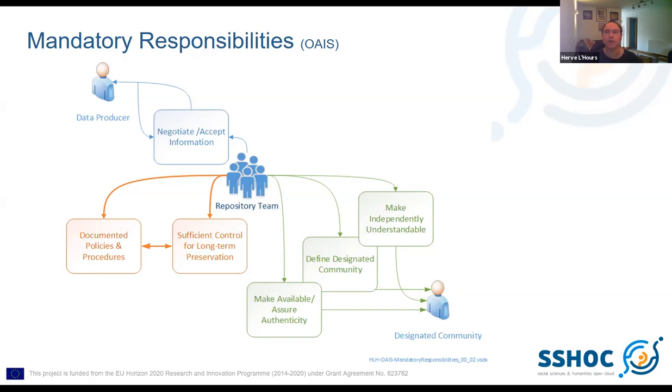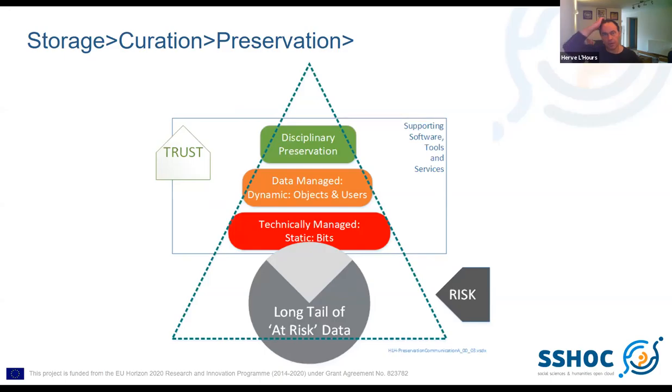Now, it's reasonable to say that preservation itself is expensive. Not necessarily everything needs to be appraised as needing long-term disciplinary preservation. But I think the biggest area of risk here that we can all acknowledge is that there is really a long tail of at-risk data that's still out there. We've probably all done it ourselves, or at least know someone that we can accuse of having done it. And as you move out of that long tail of at-risk data, you're looking to make sure that the static bits are technically well managed.